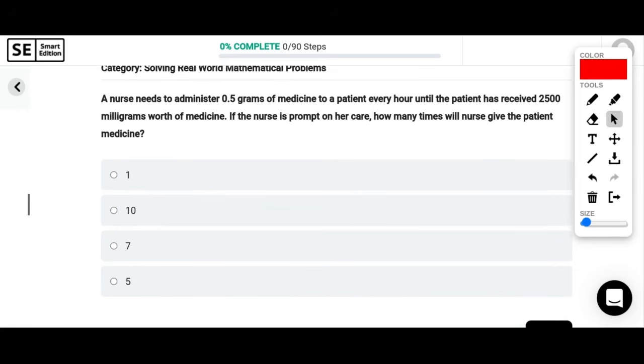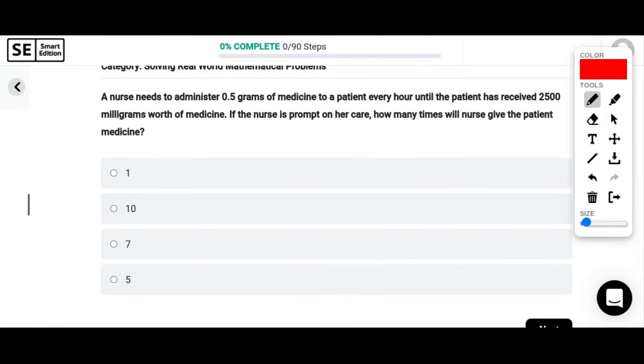Okay. A nurse needs to administer 0.5 gram of medicine to a patient every hour until the patient receives 2,500 milligrams worth of medicine. If the nurse is prompt on her care, how many times will the nurse give the patient medicine? Okay, so we need to go from grams to milligrams so that we can figure this question out. So 0.5 grams is equal to how many milligrams? If we remember before, there are 1,000 milligrams in a gram. So I just multiply this times 1,000 to get my answer.